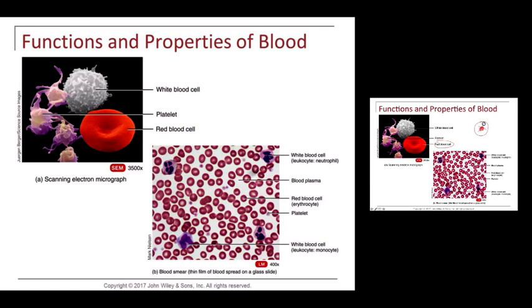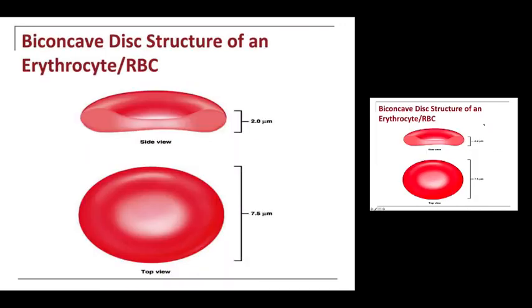It does not have a nucleus, so there's a lot more room in that cell for hemoglobin and for the binding of that hemoglobin to gases like oxygen, carbon dioxide, and nitrogen. So here is the RBC. You can see that the center of the RBC is a little bit lighter, right? Look at this section here. It's a little bit lighter.